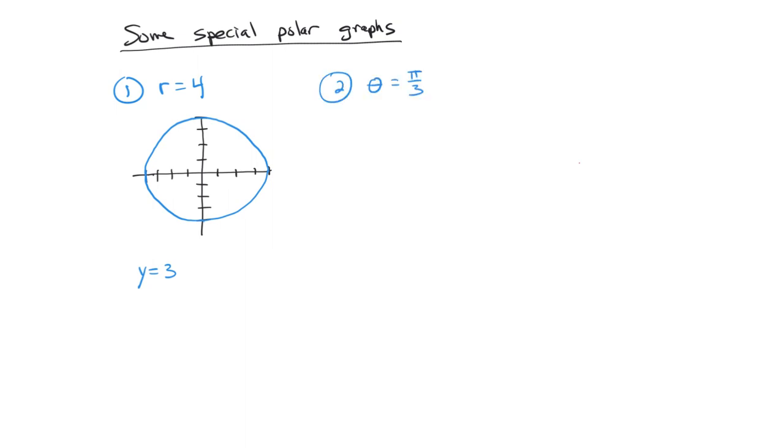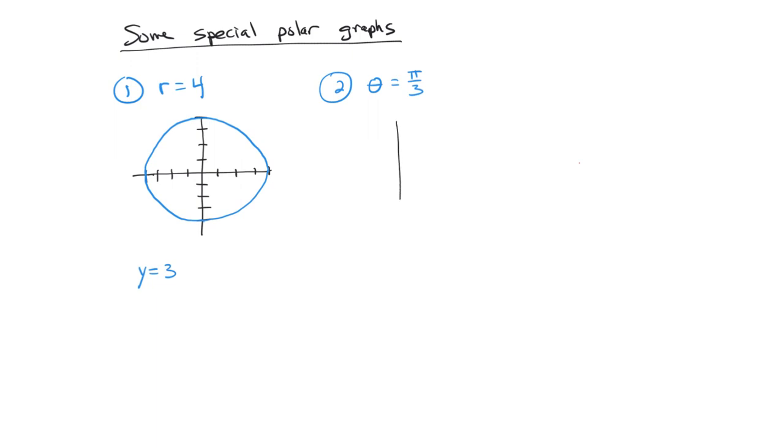Okay, here's another one. Theta equals pi over 3. Now this one we can't graph on the calculator because it's not solved for r. This would be sort of like trying to graph x equals 3 on the calculator in function mode. The graph x equals 3 won't show up, right? Because in function mode the calculator is going to ask you for y. So x equals 3 is a vertical line.